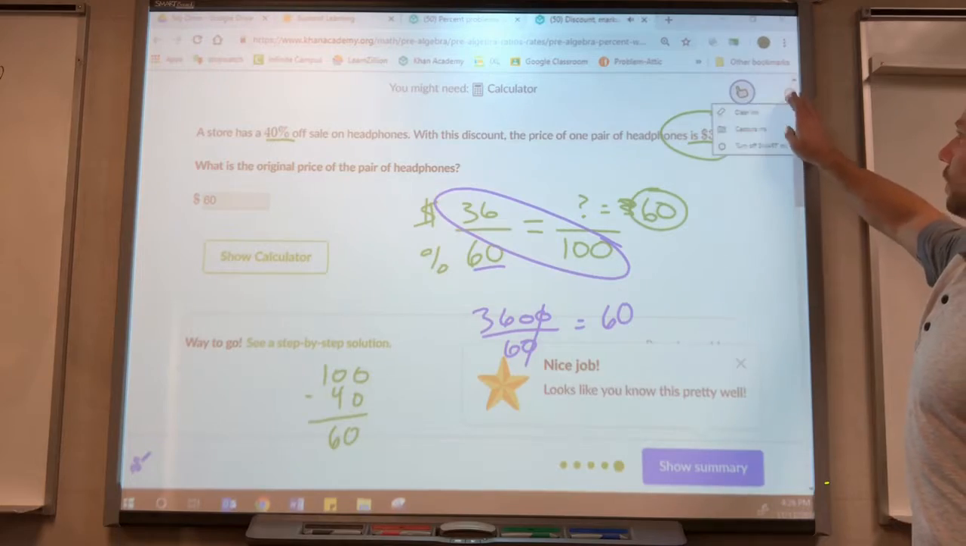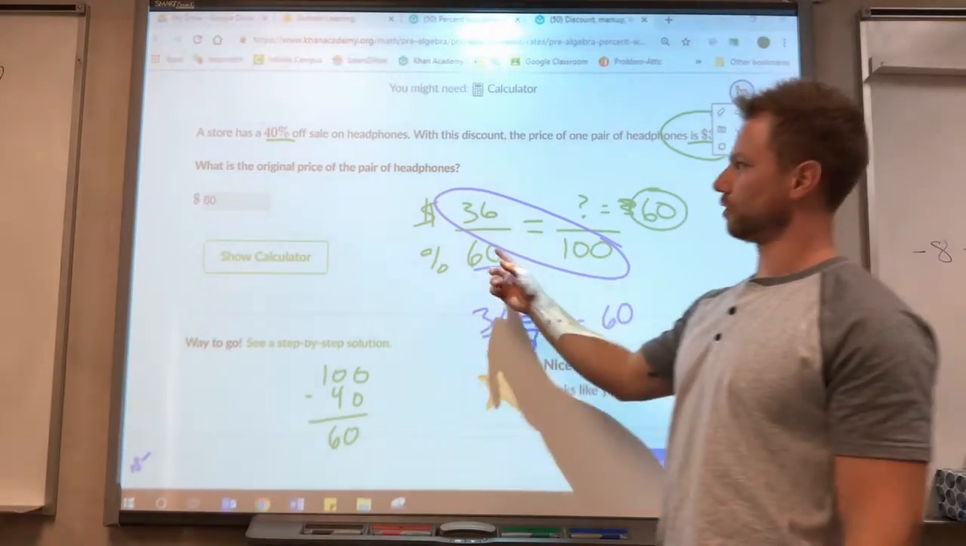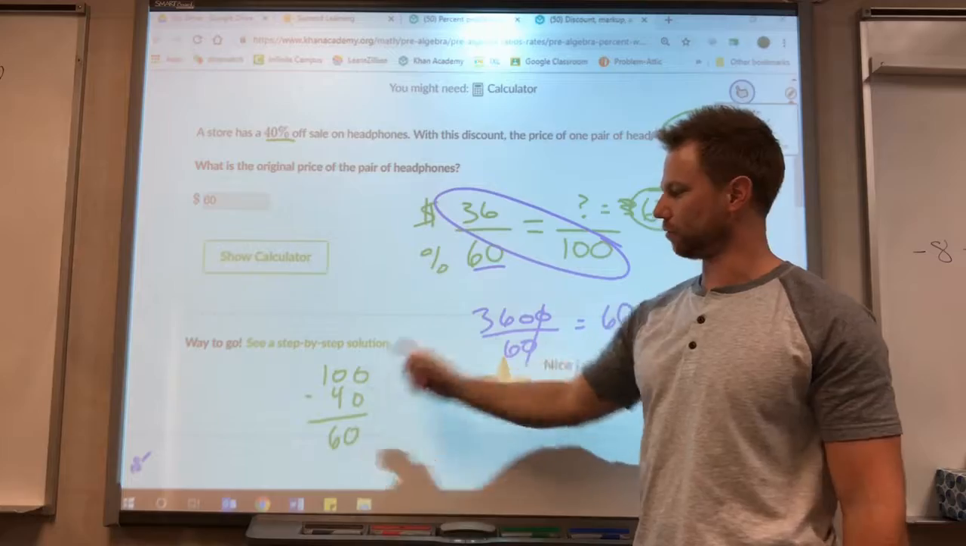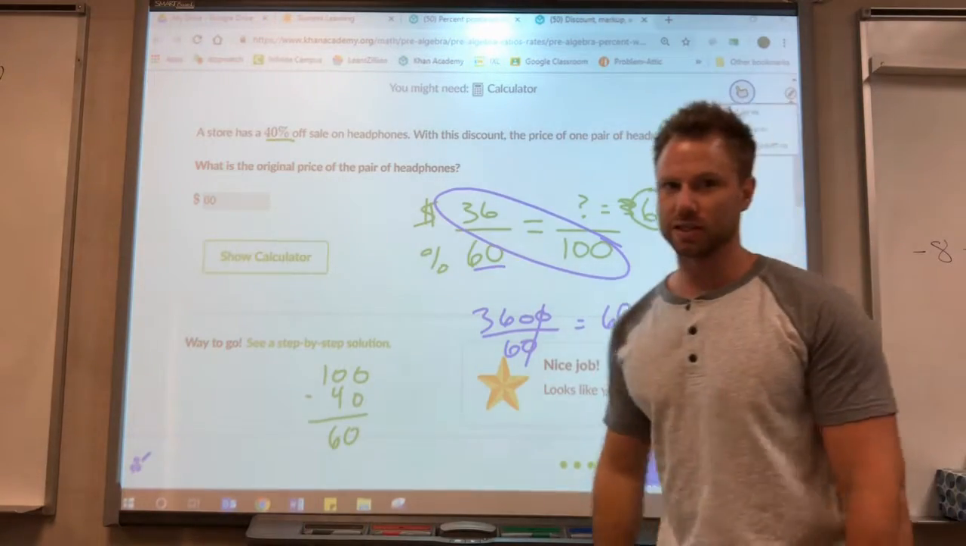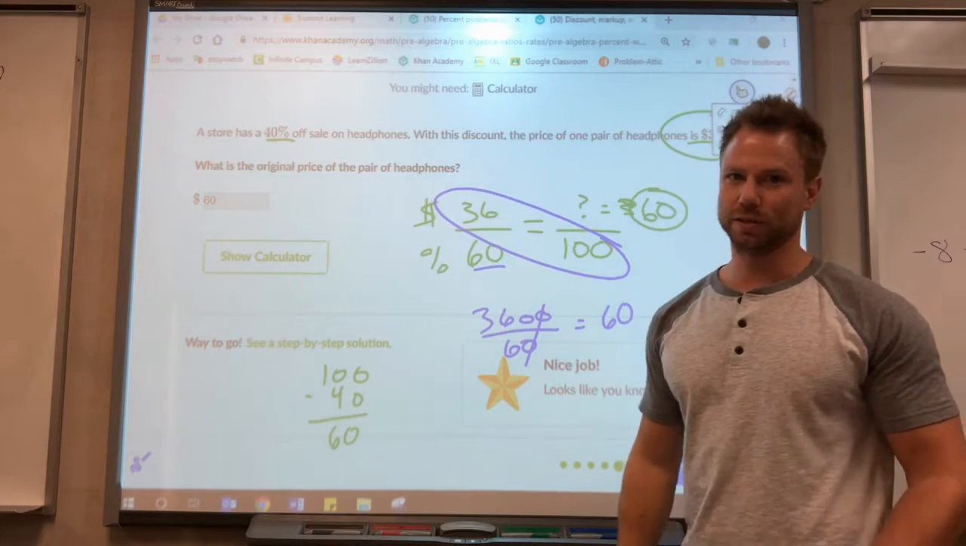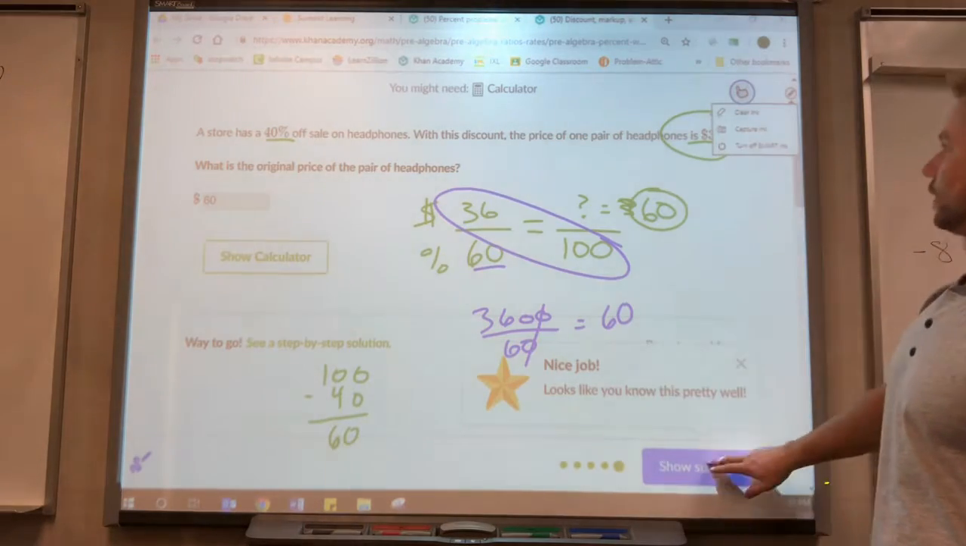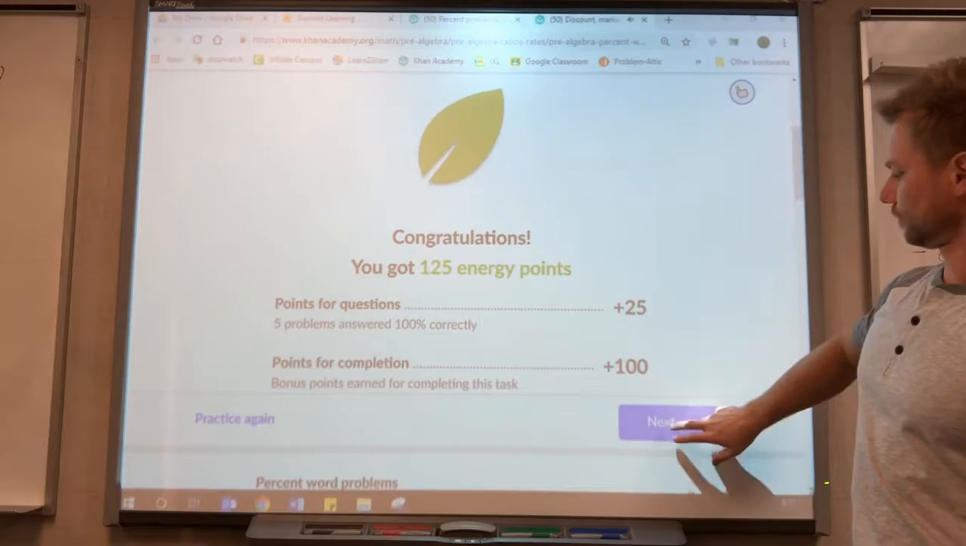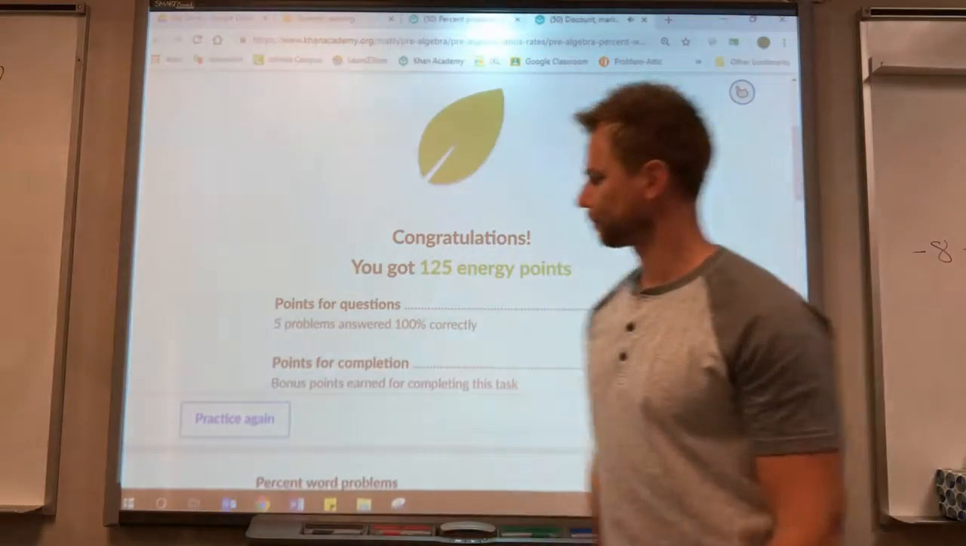Good. So the tricky part on that question was figuring out that we needed to subtract the 40% and use the 60 in our proportion. If we had used the 40% in our proportion, it wouldn't have been right. It wouldn't have worked. Okay. Let's try another one.